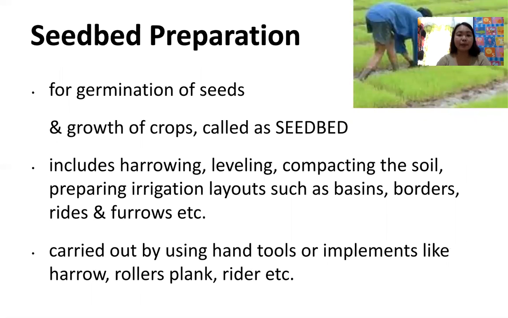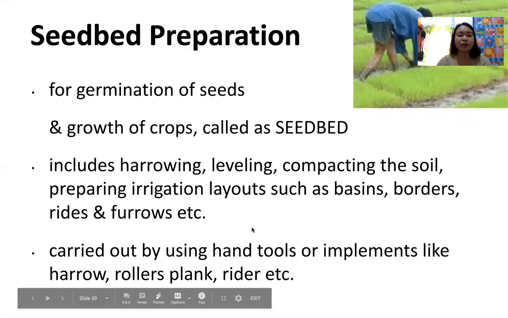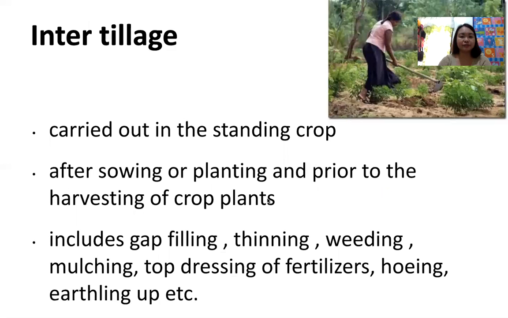And we have the seedbed preparation as shown in the photo. It's for the germination of seeds and growth of grass, called the seedbed. So it's a special preparation. Last time I showed you a video, and I will also post the link later on. It's actually how to prepare the seedbed for rice fields. This includes harrowing, leveling, compacting the soil, and preparing irrigation layouts such as basins, borders, ridges, furrows, etc. This is carried out using hand tools or implements like harrows, rollers, planks, ridgers, etc.